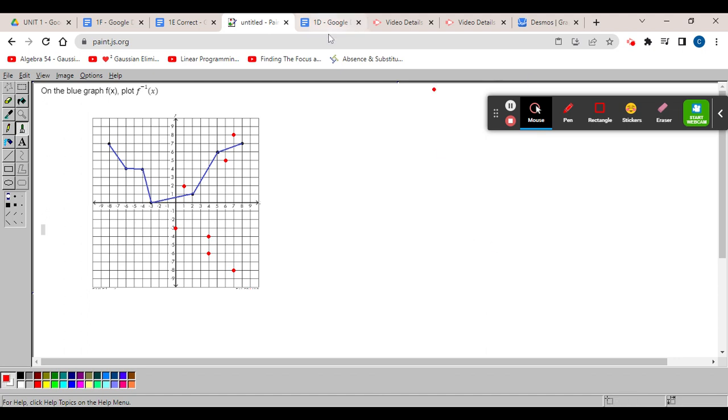Now all we're going to do is connect the dots to get our inverse function. Connecting these dots, follow along if you need to. There you go. We have our blue function, which is f of x, and our red line, which is not a function, the vertical line test fails it, is the inverse of that. Take some time, copy it down if you need to, do it on your sheet.